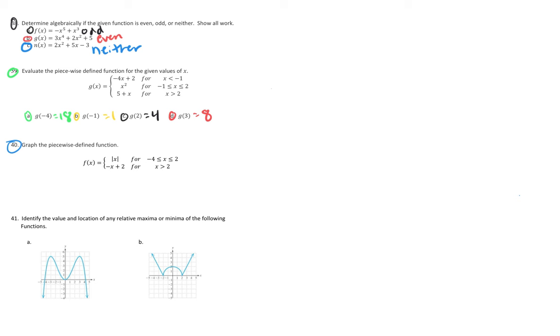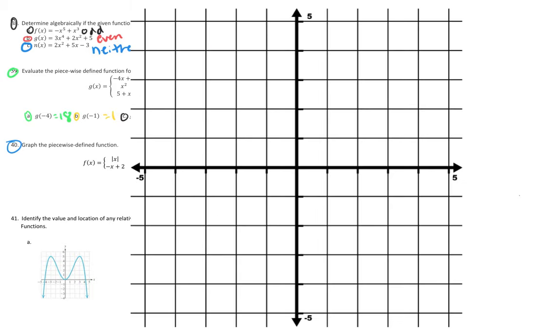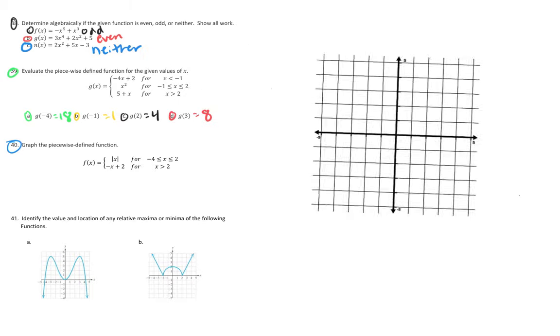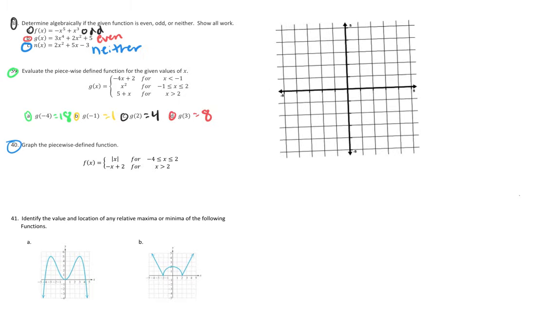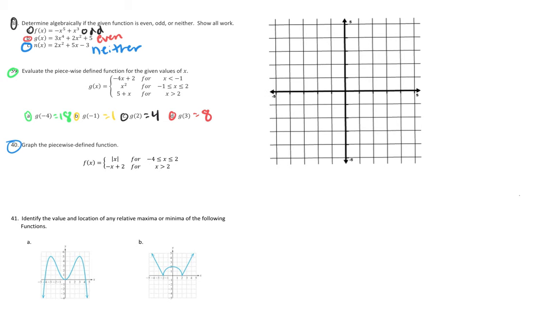All right, graphing the piecewise defined function. F of x is equal to the absolute value of x for negative 4 less than or equal to x, less than or equal to 2, and negative x plus 2 for x greater than 2. Scale this down. All right.